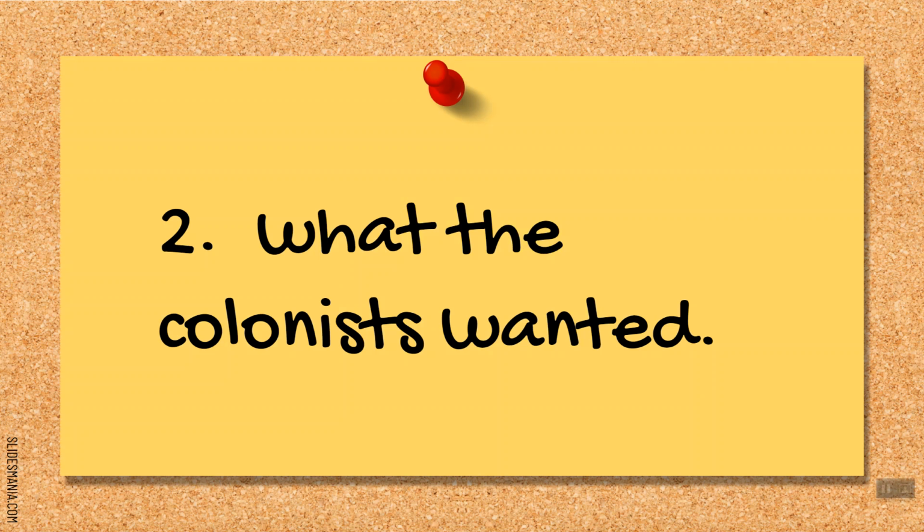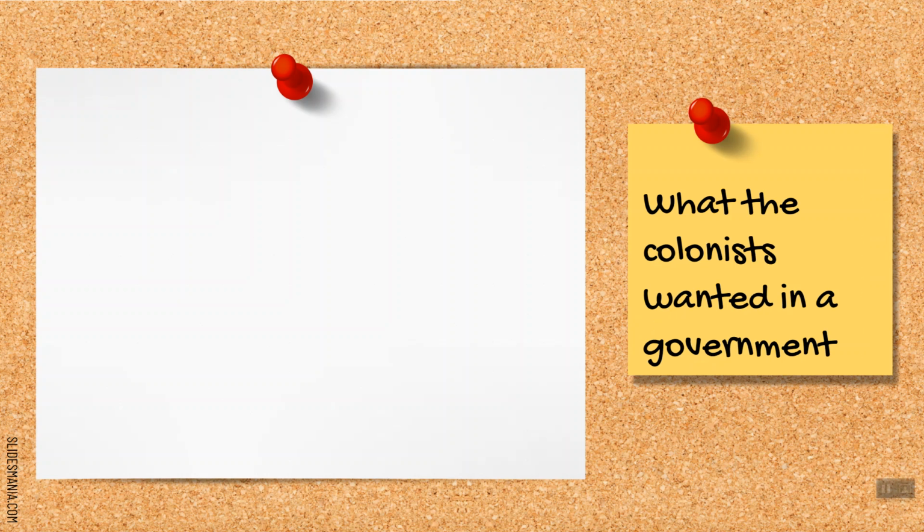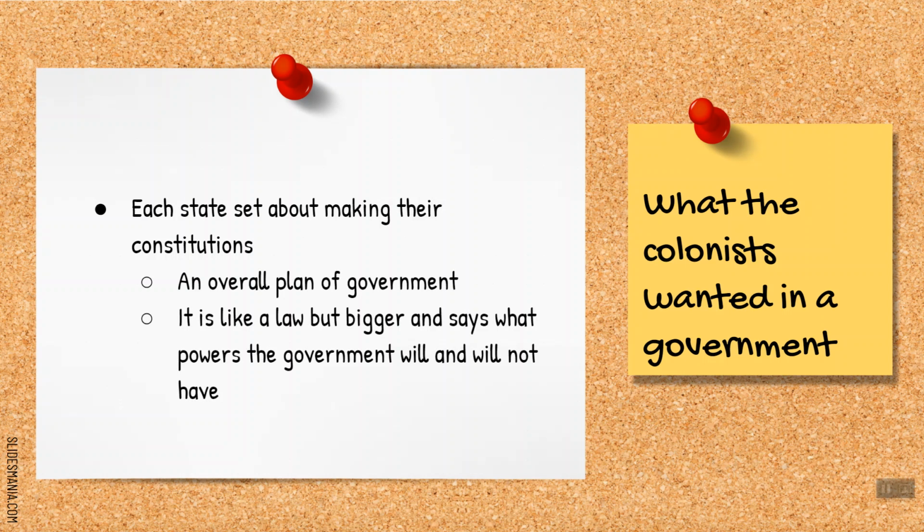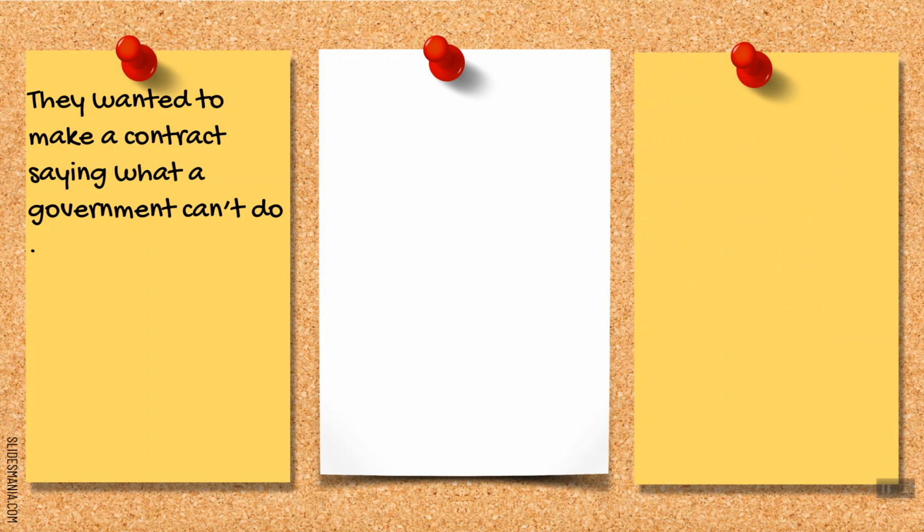So moving on, what the colonists really wanted, what the Americans really wanted from their constitutions. Each state was making a constitution, which is an overall plan for government. And like I said, it was a law, but it was bigger. It will say what the government will and will not have. So they wanted to make a contract saying what a government can't do. So they started with what they can't do.